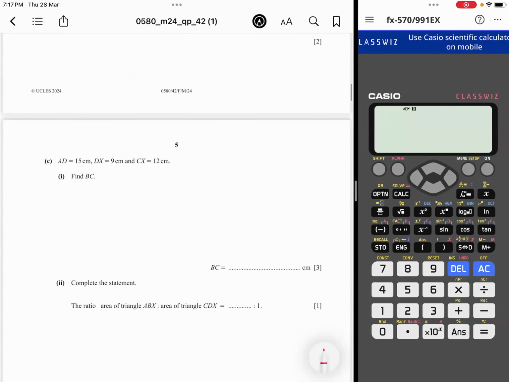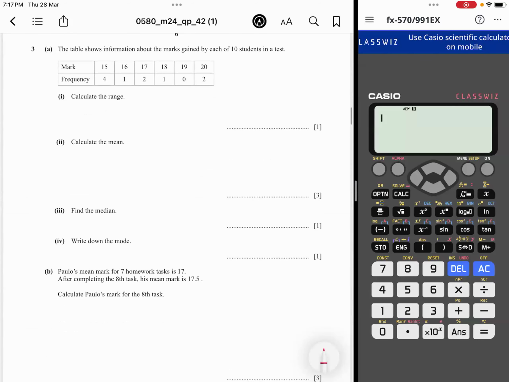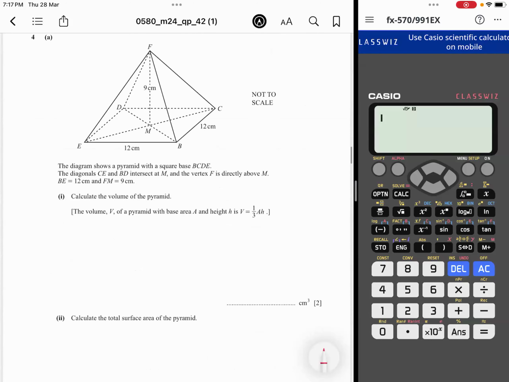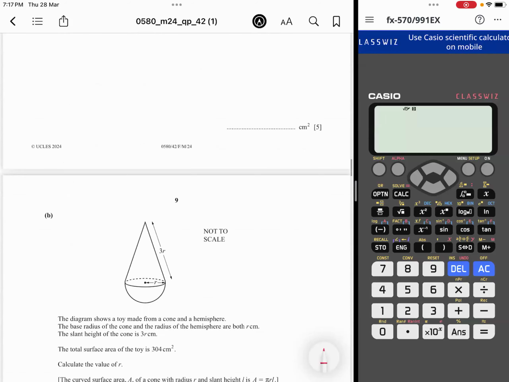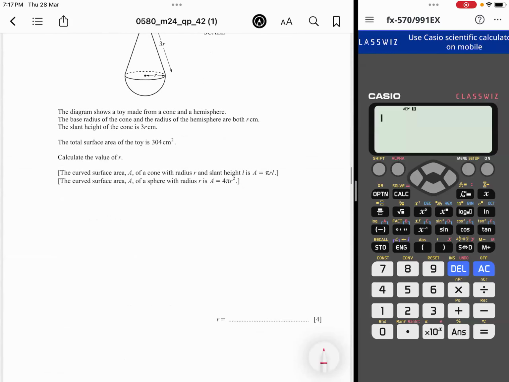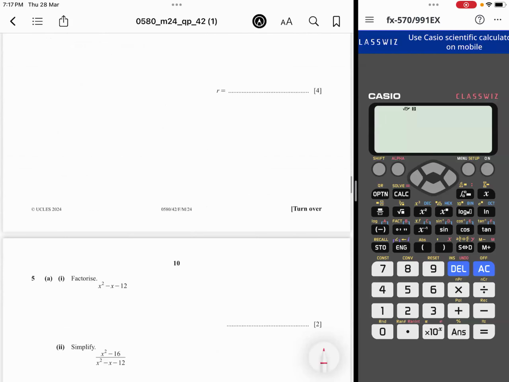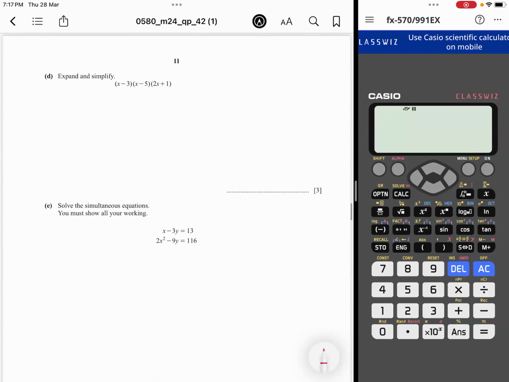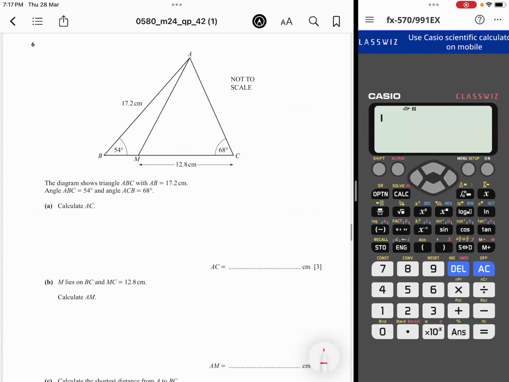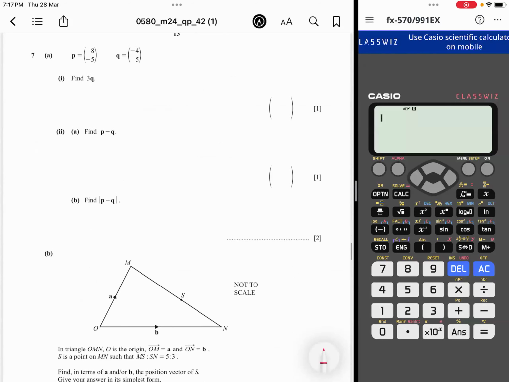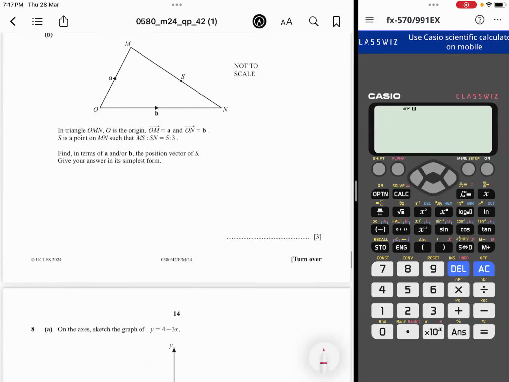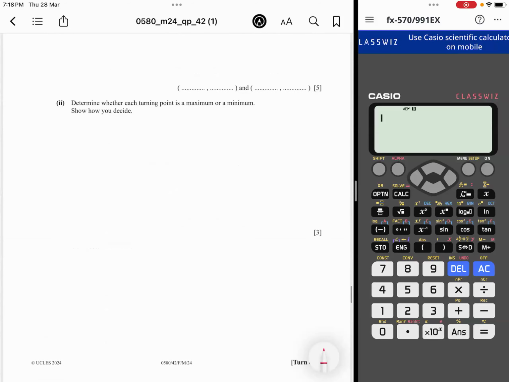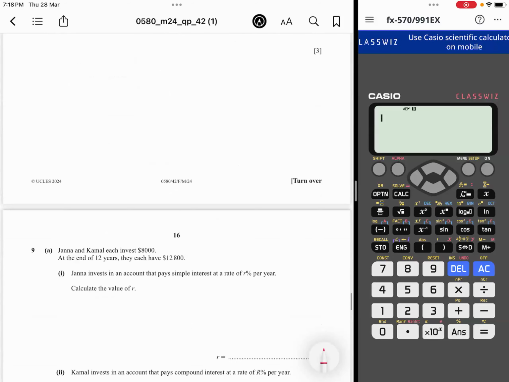Question 2 is on circles. Question 3 is on statistics. Question 4 is 3D shapes, which is prisms and a pyramid, and we have a cylinder, a cone, and a sphere. Question 5 is algebra. Question 5 part E is simultaneous equations. Question 6 is trigonometry. Question 7 is vectors. Question 8 was sketching. Part C was turning points, deciding whether these turning points are maximum or minimum.